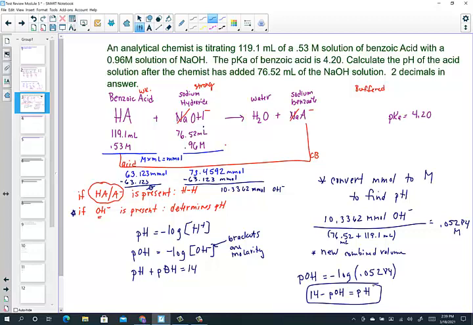Let me give you a minute to pause. Pause the video, finish this problem, and then turn it back on to see if we get a common answer.